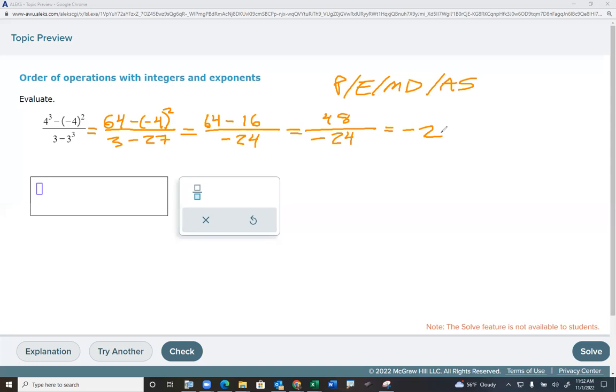And there we go. Now, if you don't follow the order of operations, there's all kinds of strange and weird answers you could have gotten that would have been wrong. So this is a really good one to practice. Practice, practice, practice. Okay, that's all I got for you.